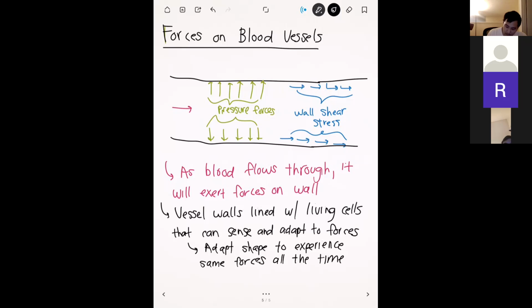Okay. And this particular behavior of the blood vessels is known as mechanotransduction. And so what we're going to be talking about is how particular forces cause your blood vessels to change their shape in general. Okay. All right. So question in the chat.